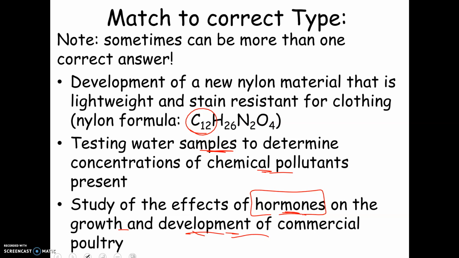All right, so that's it for our branches of chemistry and our introduction to chemistry. In our next lecture, we're going to jump into scientific method and talk a little bit about developing hypotheses, experiments, proper graphing techniques, and drawing conclusions.